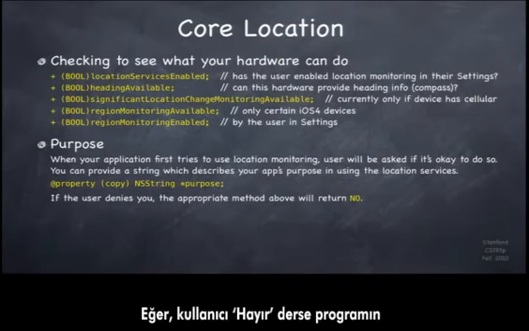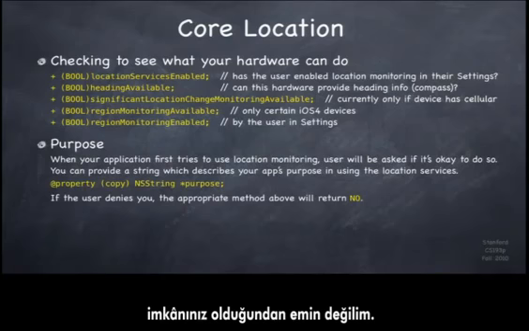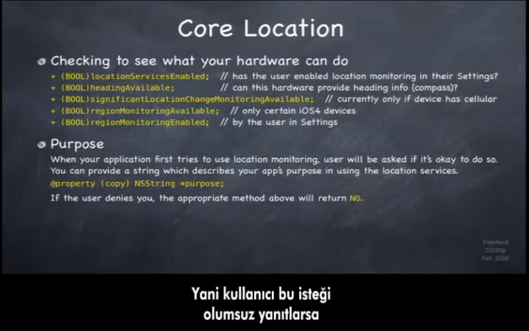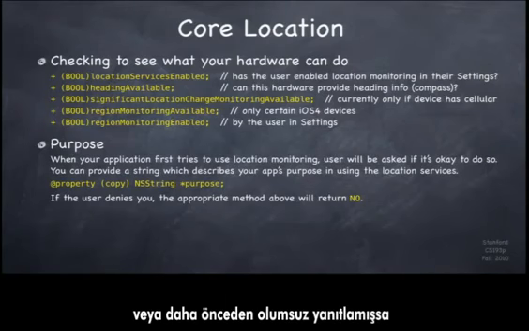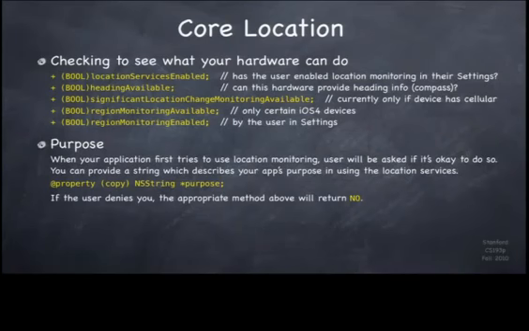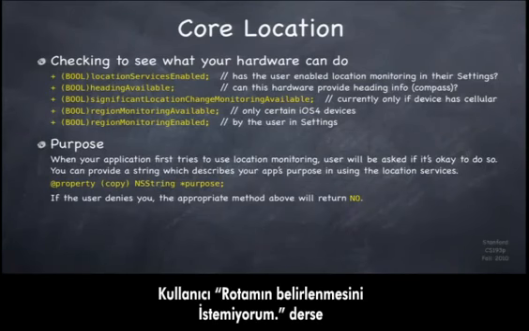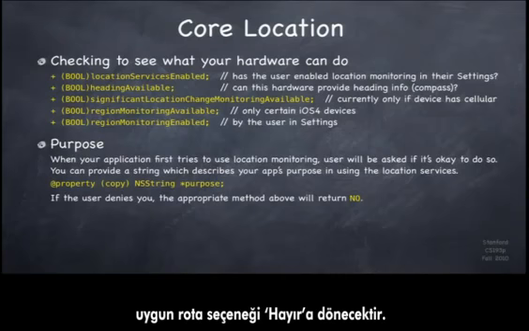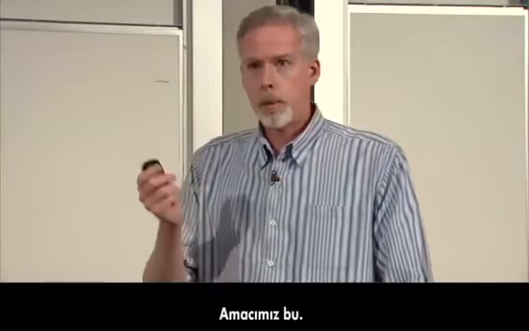Now, I'm not sure exactly how it works if the user says no, whether you ever get a chance again. I'm not really quite sure how they've implemented that. But if the user denies you, either that time or from a previous denial, then these methods above will return no. Okay? So heading available would be no if the user said, no, I don't want my heading to be given out. Does that make sense? So that's purpose. So you want to probably set your purpose.